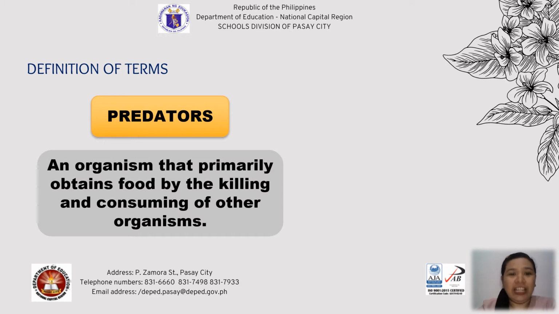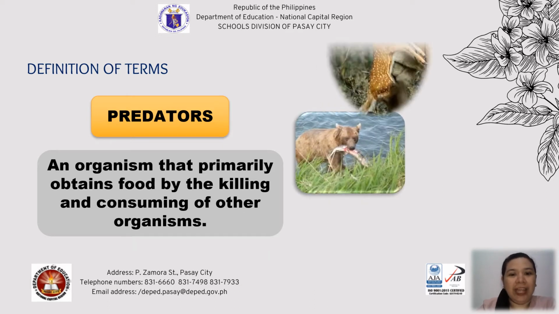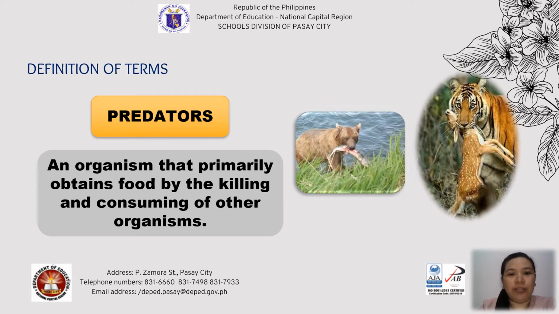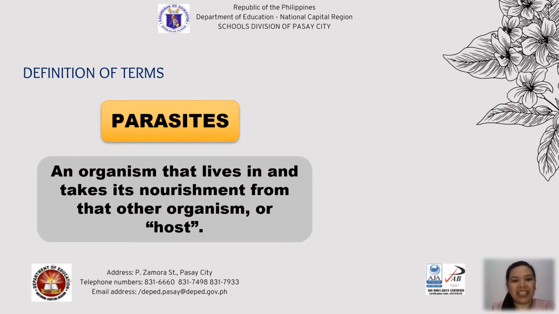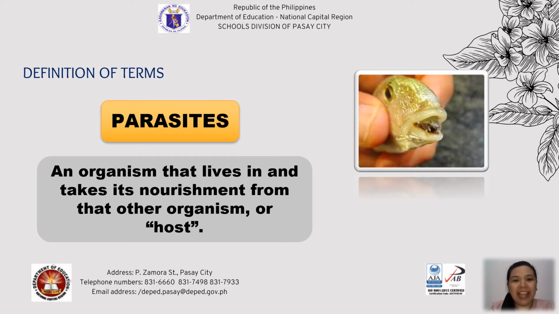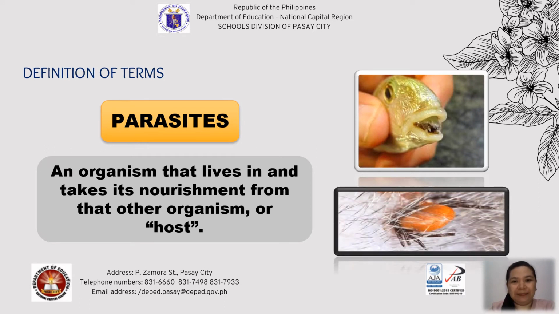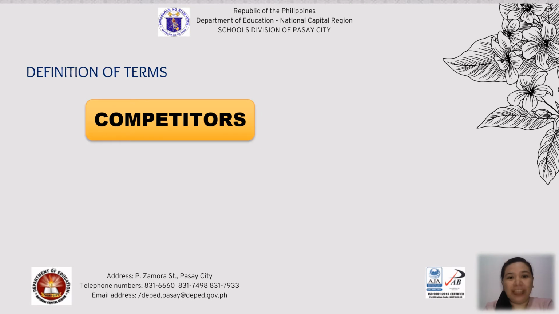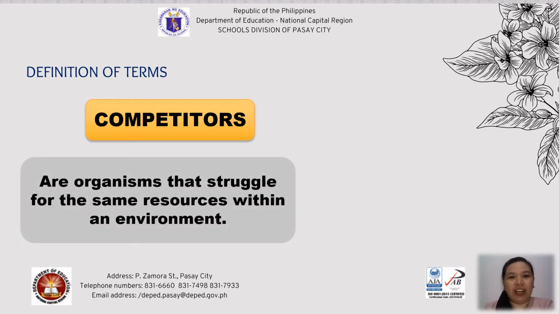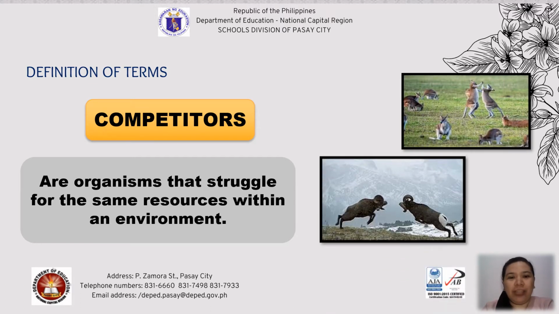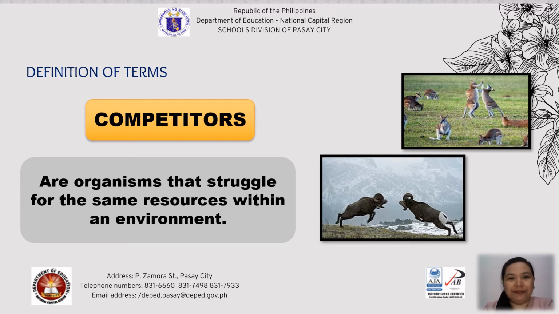Predators, organisms that primarily obtain food by killing and consuming other organisms. Bear and tiger are samples of predators. Parasites, organisms that live in and take their nourishment from another organism or host. Head lice is one of the samples of parasites. Competitors are organisms that struggle for the same resources within an environment. We have here a sample of competitors fighting one another.